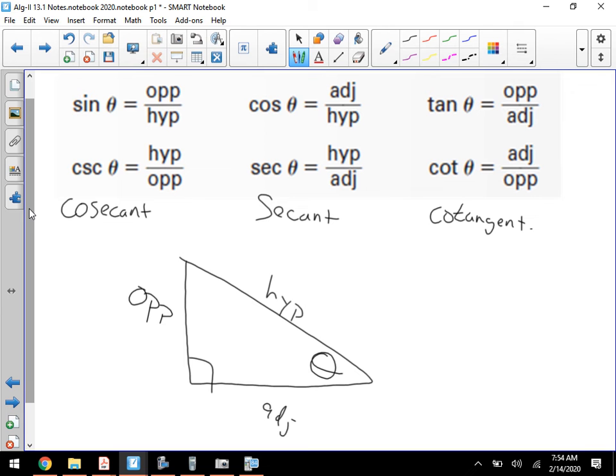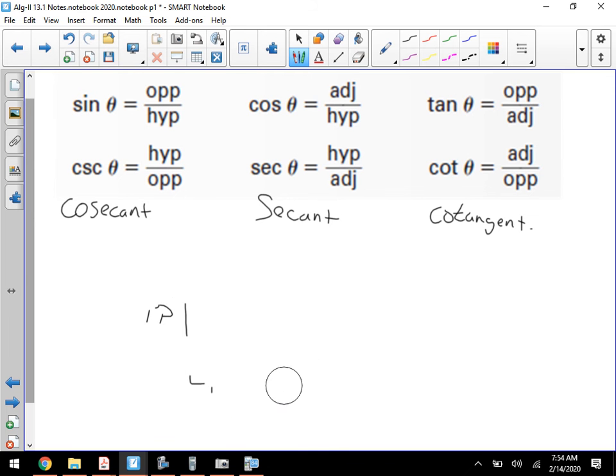So what we have here are what we call reciprocal trig functions. Reciprocal trig functions are just that. They're the regular trig functions just flipped. Okay. So a lot of times, we'll get to that here. If we say 1 over sine, that equals cosecant.